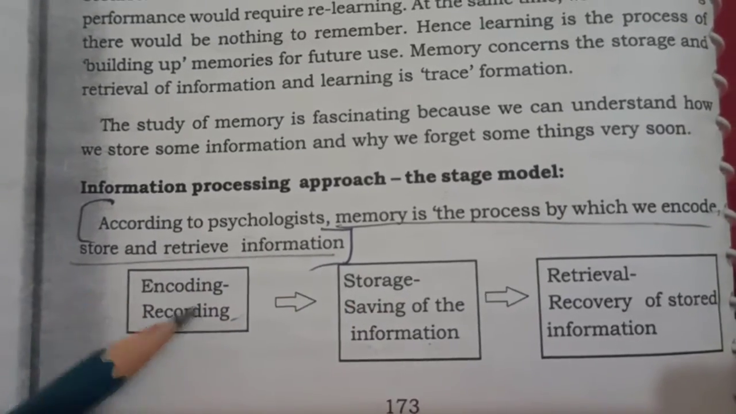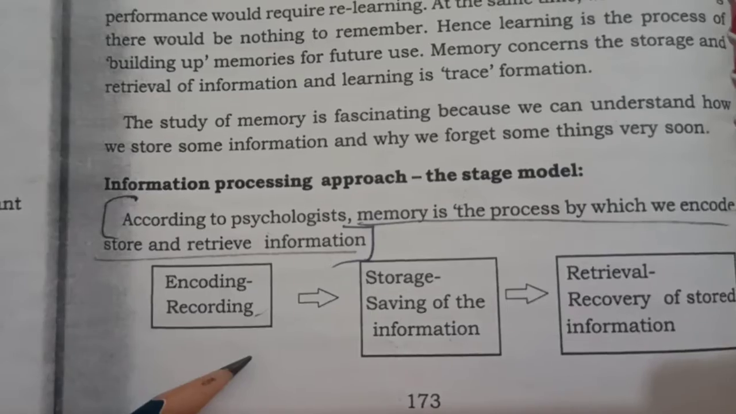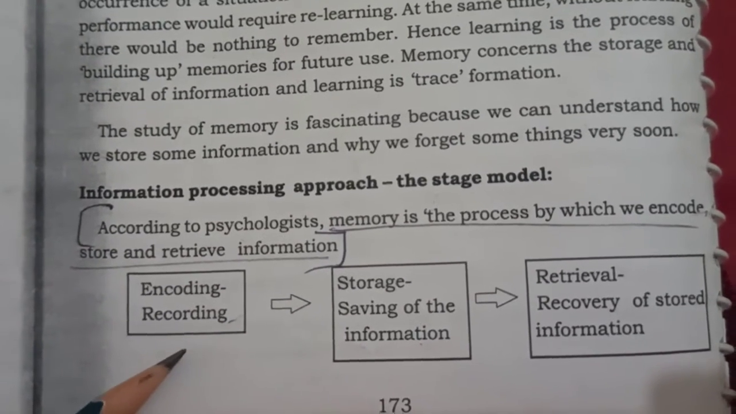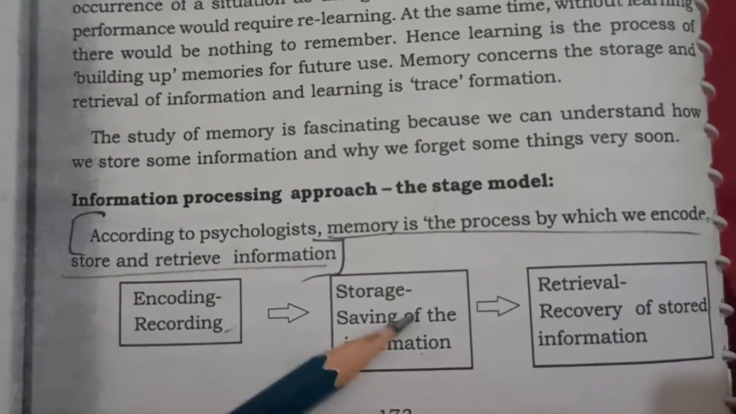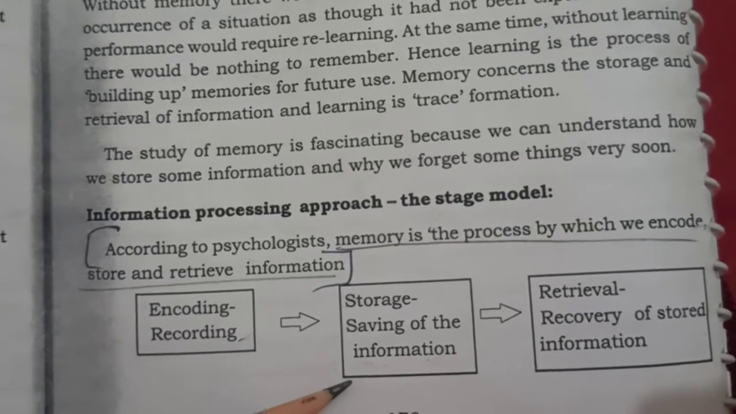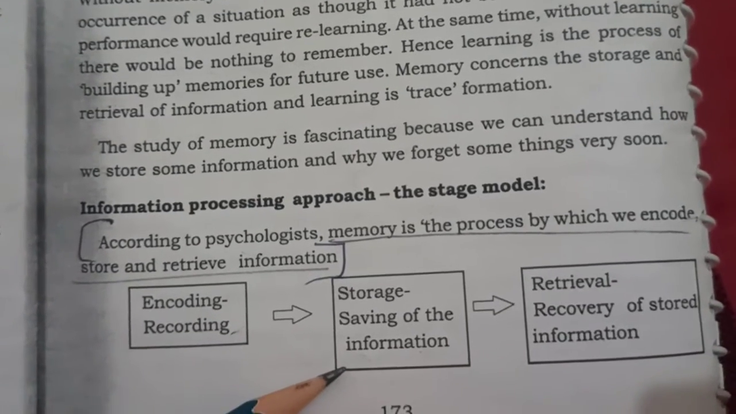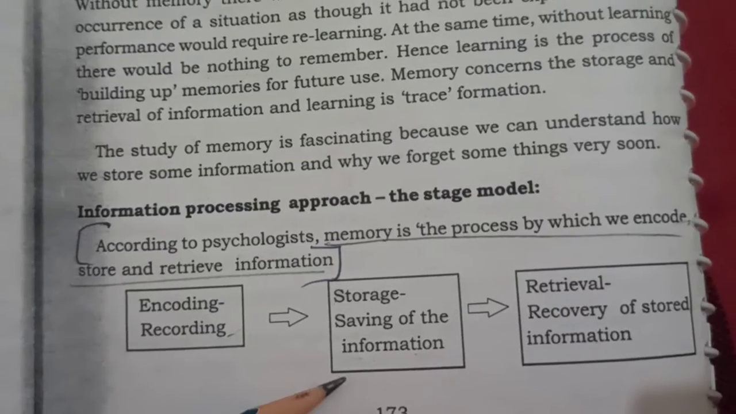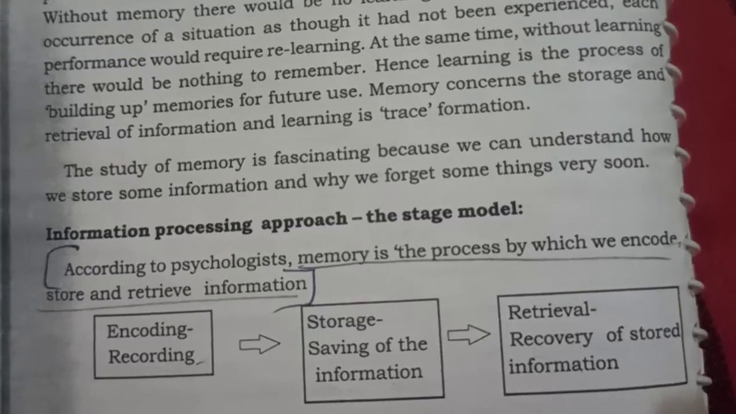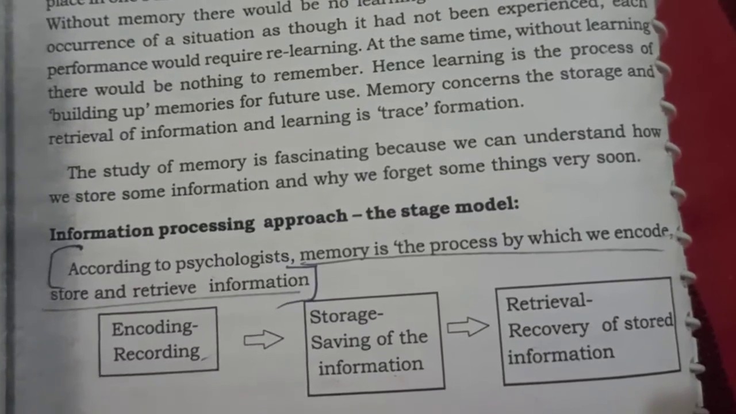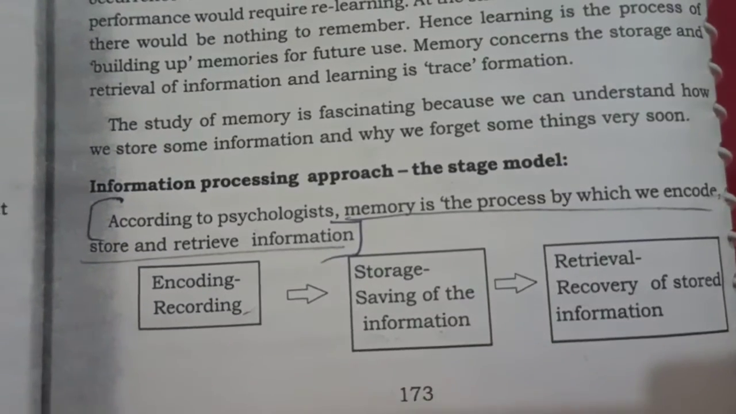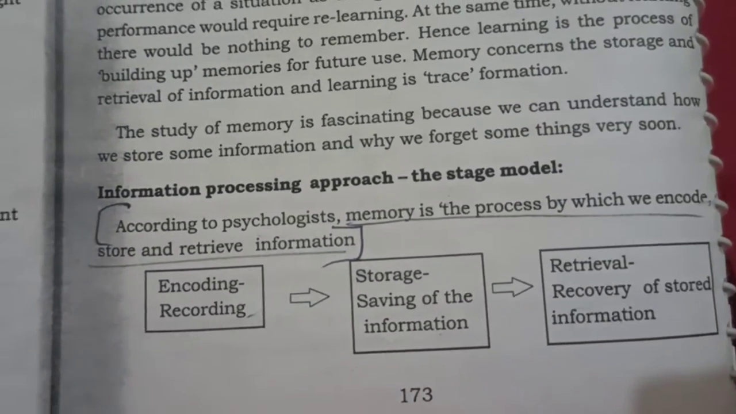Encoding is basically recording. Encoding is recording whatever you witness, see, or collect as information. Storage is saving of the information. Whatever information you have taken in, you will store it in your brain cells. Retrieval is recovery of stored information. When you have to recall your information, you can get it back. So this model, the stage model, is very important.